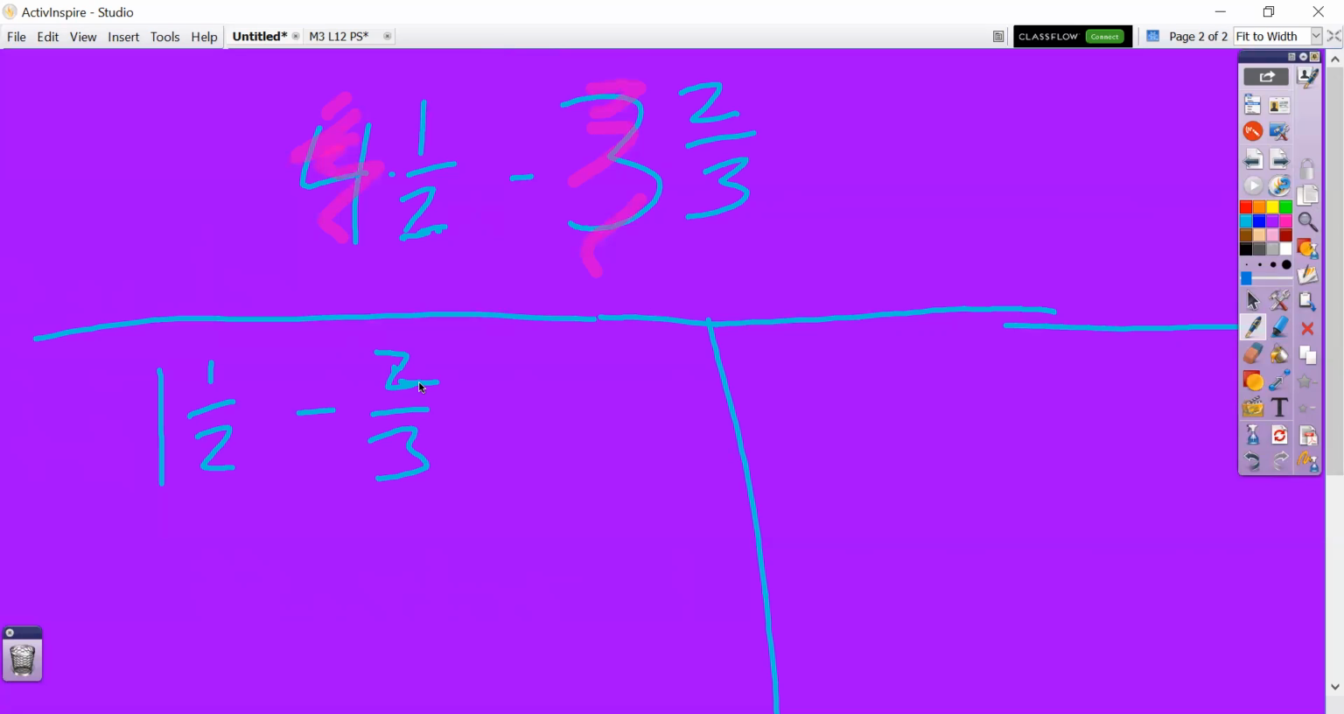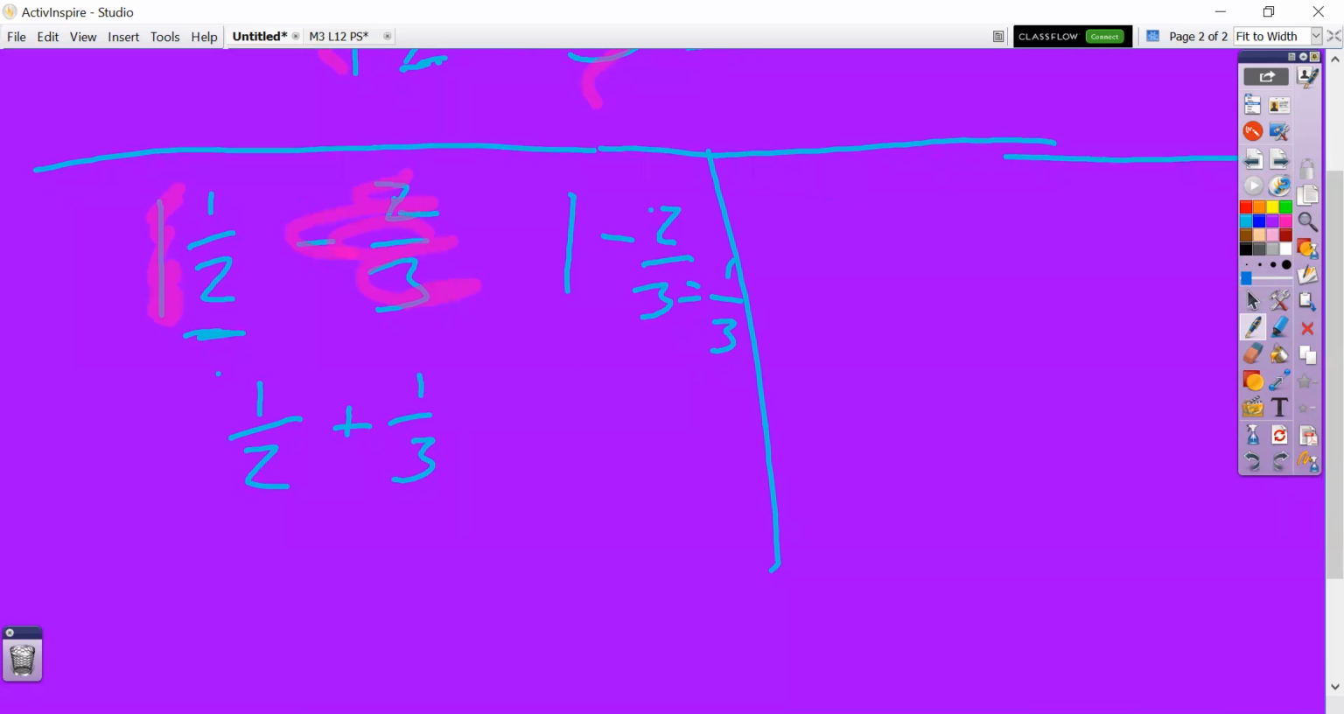Now we can take again from the whole because we know that 1 subtracted by 2/3, well, 1 whole is 3/3, so that should equal 1/3. So if I took that out and I subtracted that, I'm going to show that that's equal to 1/3. Now, what do I do with this 1/2? Well, we have to add it back together. So 1/2 plus 1/3.